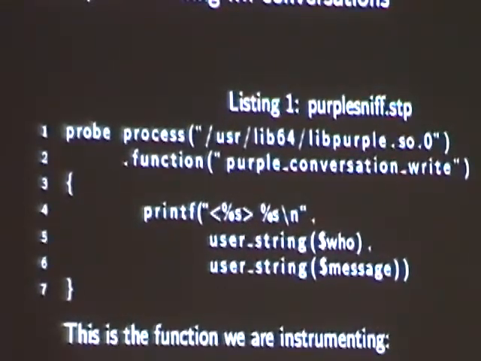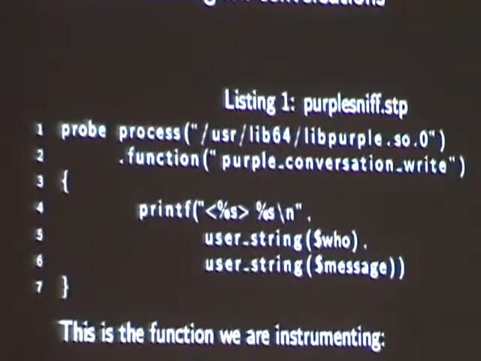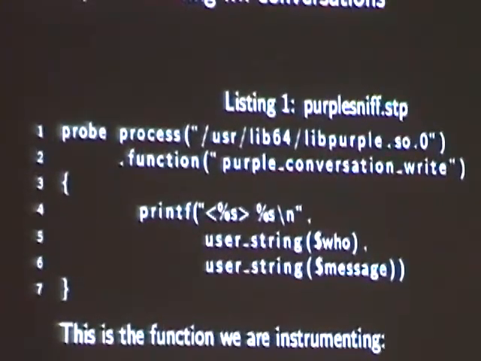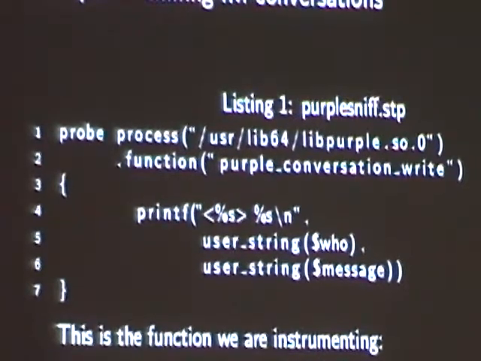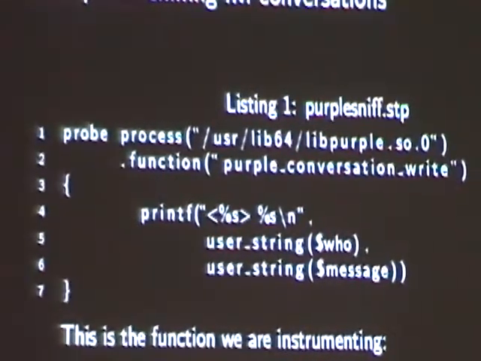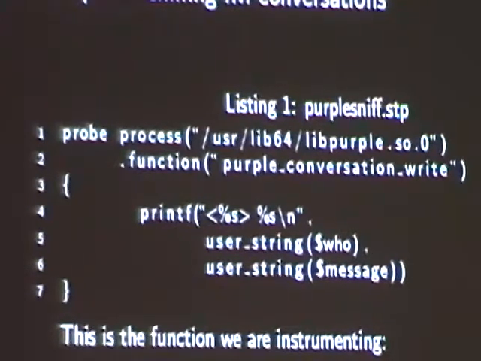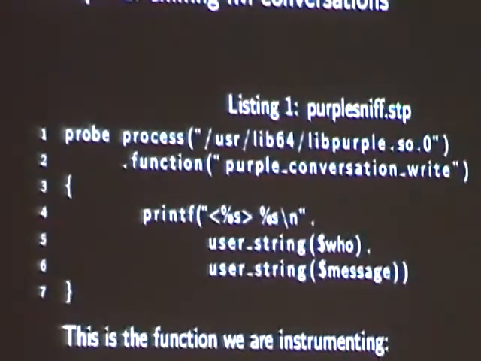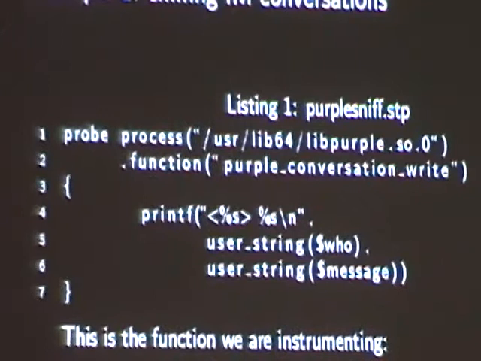How do you get the who and message variables? How does it know that those are the second and third variables? Okay, that's because you have the debug symbols for that. Oh, I see. So it used the debug symbols. You don't necessarily need debug symbols installed on the machine you are going to instrument, but you need them at some point when you build the Systemtap module. I can give you more details about that if you like, but I have just a short time.